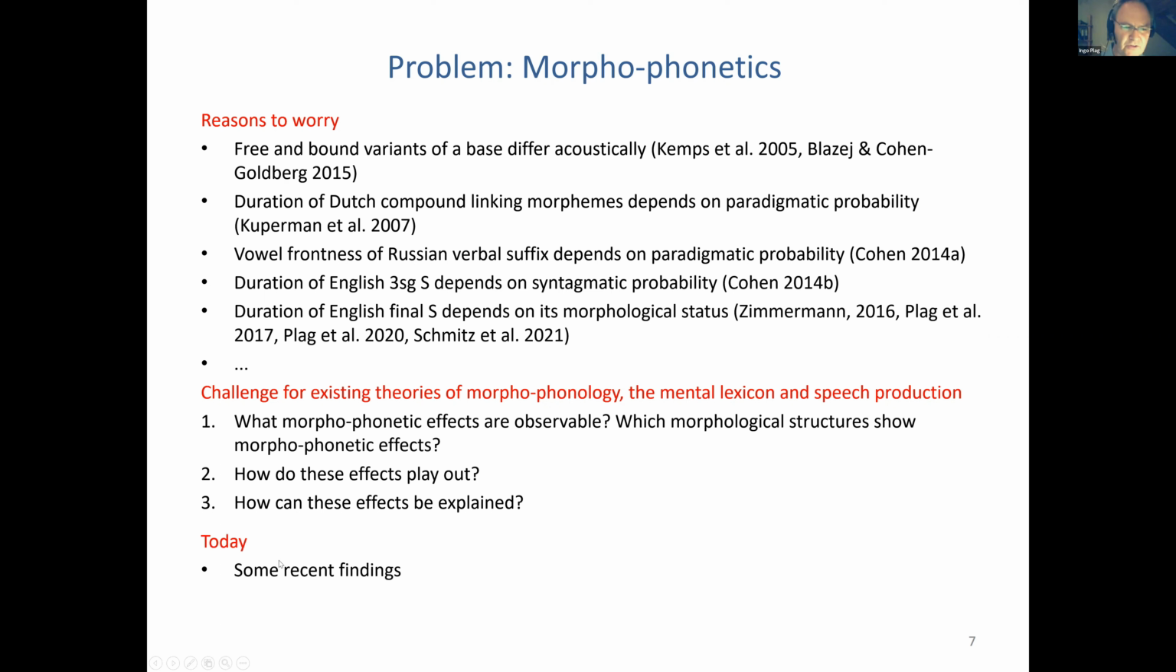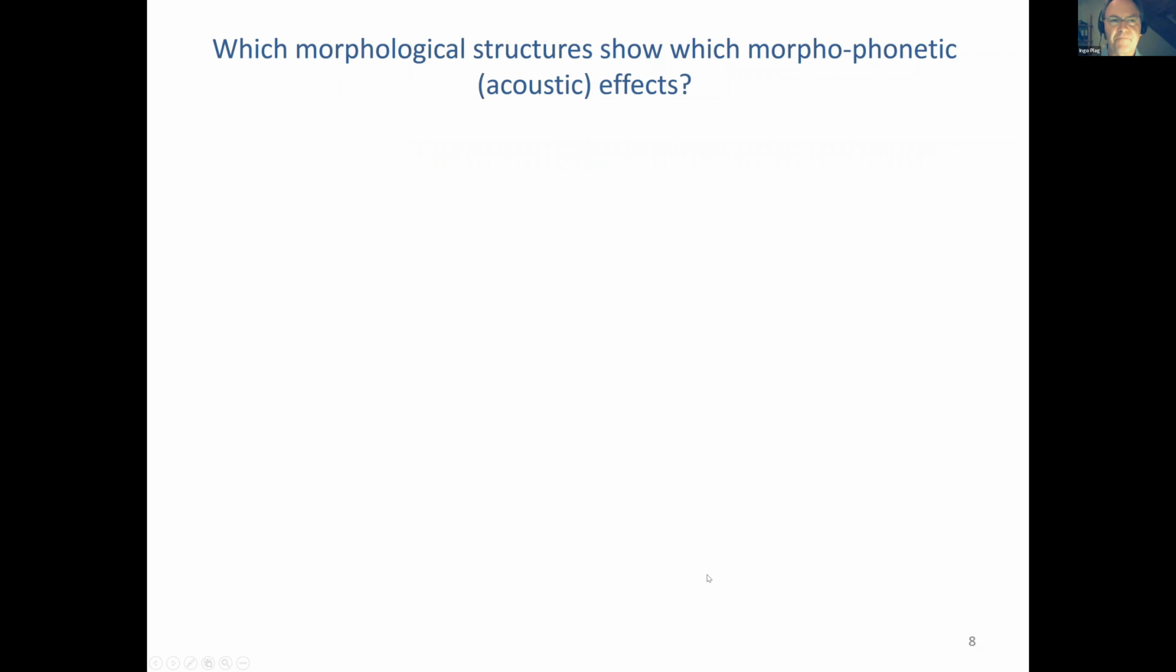So today I want to talk about some recent findings in our group, and this group is the research unit 2373, spoken morphology, with a couple of projects that are all interested in these questions of morpho-phonology and morpho-phonetics, funded by the German Science Foundation. So number one, which morphological structures show which morpho-phonetic acoustic effects? I'll give you a short overview of the literature here.